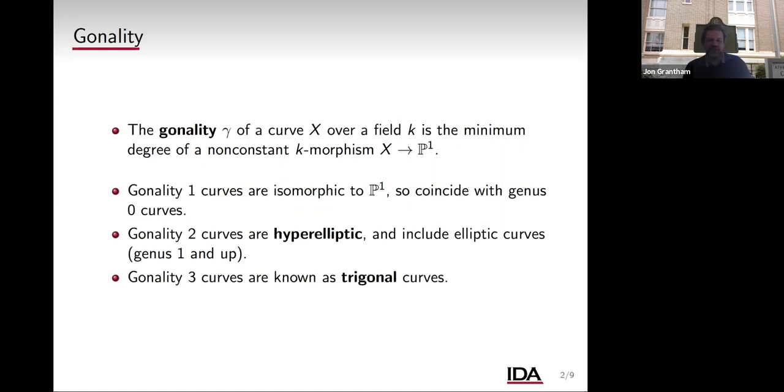Gonality 2 curves are hyperelliptic. Hyperelliptic meaning that there's this 2 cover, and so all elliptic curves are gonality 2, but there are also higher genus hyperelliptic curves, obviously. And then for gonality 3, these are what's known as trigonal curves. And as far as I understand, the term gonality is a back formation from trigonal.